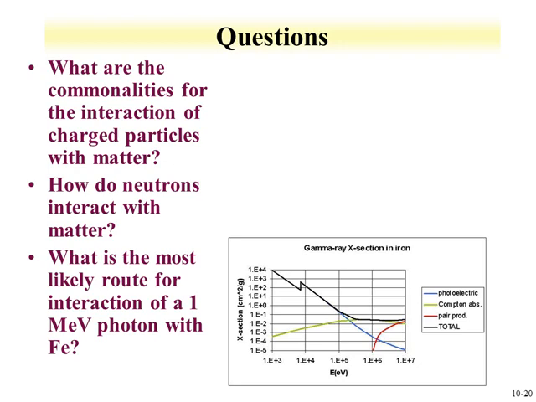So we know instantly that at 1 MeV we're not going to see pair production. And if we look at where this occurs, the dominant process is Compton scattering for iron. This is, again, data for iron.